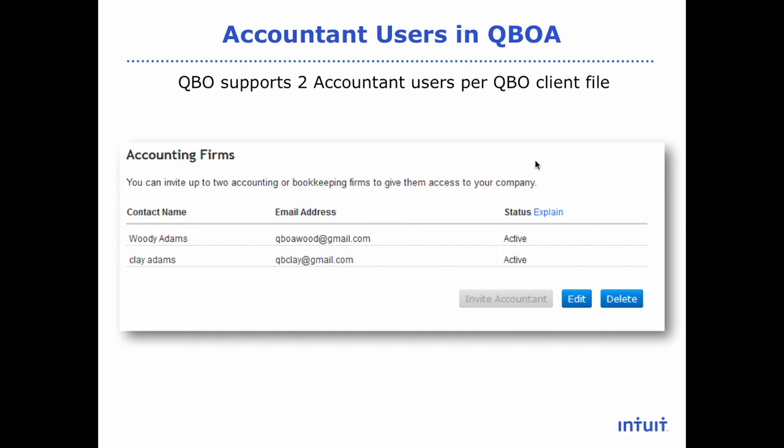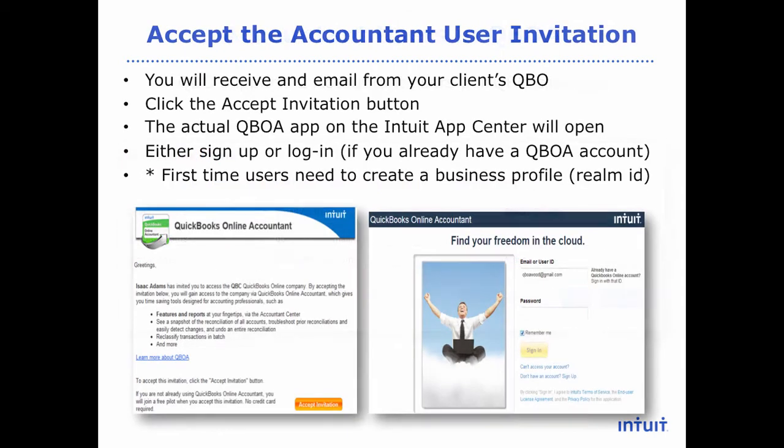That's really important. So you want to make sure, for here Woody has his QBOA Wood at Gmail. We want to make sure that when the client sends that, they use that email address because that's the Intuit ID that he wants this client to show up in the client list.